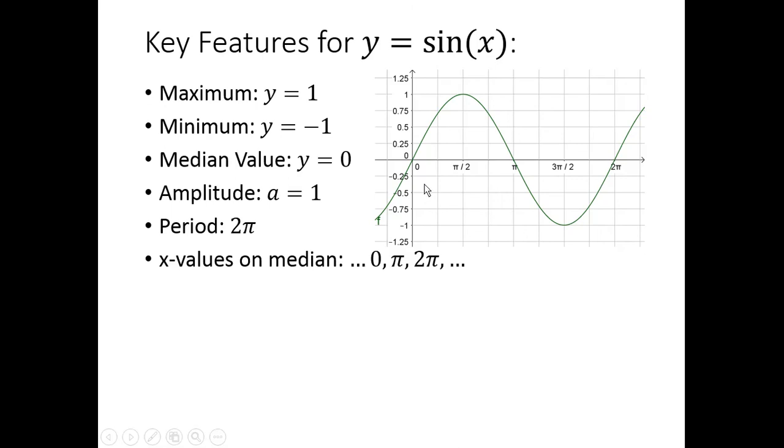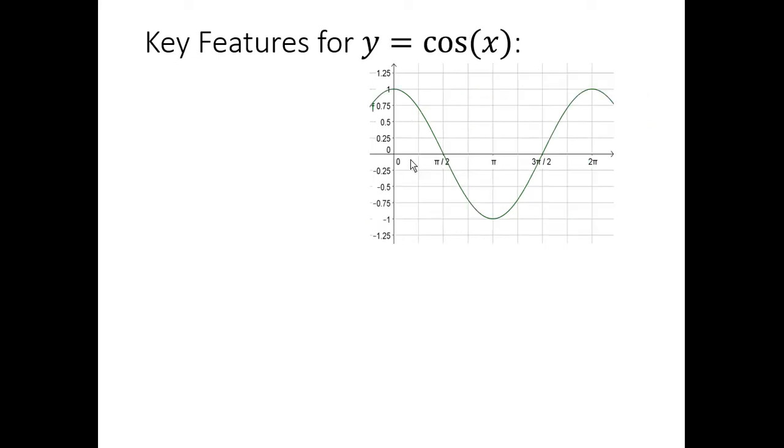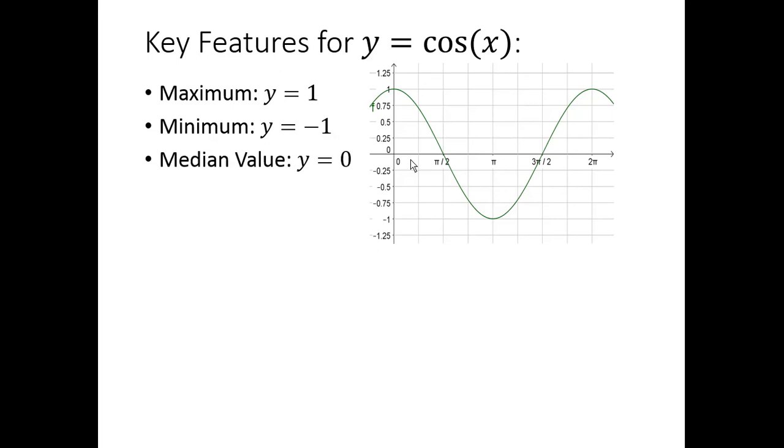And then where it crosses the median, well, it crosses at 0, pi, 2 pi, actually any multiple of pi, it's going to cross. And then our good old y-intercept is at 0. Next up, our good old cosine graph. Maximum, also 1. Minimum, also -1. Median, also 0. Amplitude, also 1. You'll notice it's not a whole lot different than the sine graph yet.